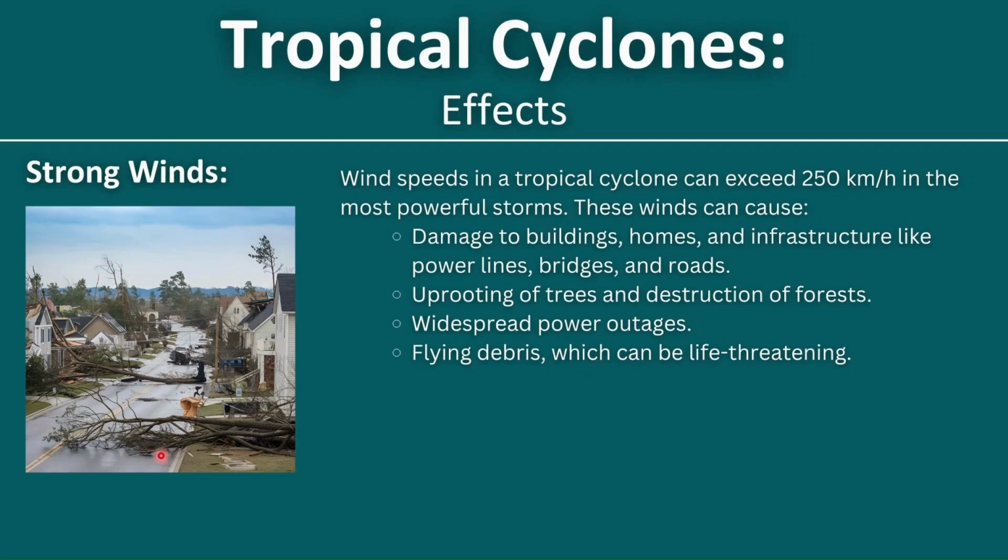As you can see in the diagram, there are a lot of uprooted trees, and these trees can fall on homes. And if you are sitting in a room and the roof caves in, then obviously that's going to be life-threatening.